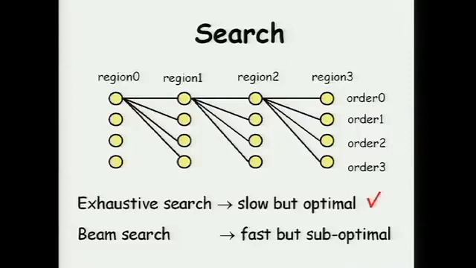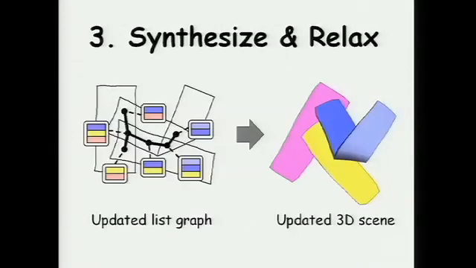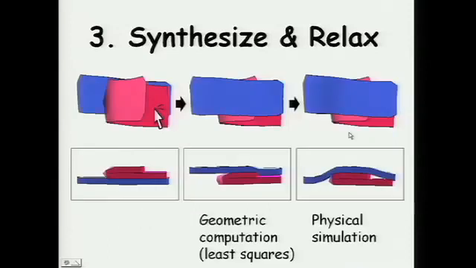And the final process is kind of straightforward. Given the updated list graph, we convert it back to the 3D space. This is done in two steps. First, you get the list graph, and each region represents some constraint. Using these constraints, we solve a least squares problem, and you get something like this. After that, you apply physics simulation, and gravity pulls everything down, and you get this result. So that's the layer swap algorithm.